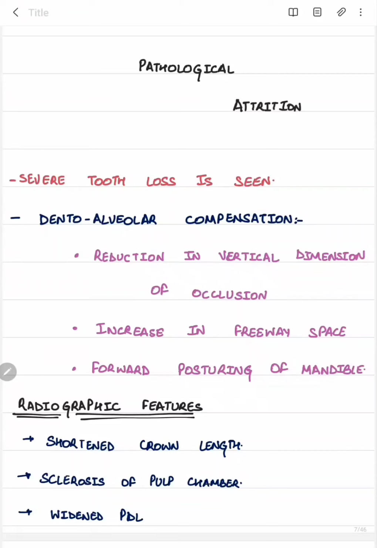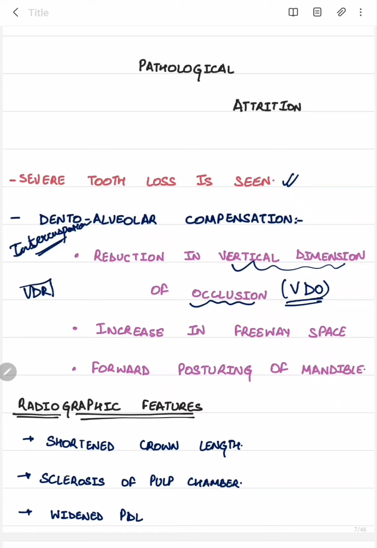Now the pathological attrition, in which severe tooth loss is seen, right, due to which dentoalveolar compensation would take place, right, as the cuspal height is reduced, which will result in loss of intercuspation of the teeth, right? So it will lead to flattening of the occlusal surfaces, resulting in reduction of the vertical dimension of occlusion, that is VDO is basically reduced in this condition, right? Surprisingly, VDR, that is vertical dimension of rest, remains the same basically, right?